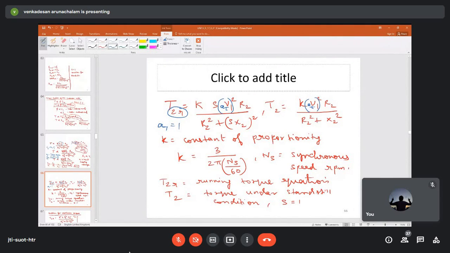So how to get torque equation under standstill condition? Now the torque also is depending on the slip, right? The slip is having two values, one during starting, one during running condition. Now how to get the expression for the torque under standstill condition? Simply you substitute S equal to 1 in the running torque equation. So if you substitute S equal to 1 in running torque equation, then that expression becomes torque equation for standstill condition, right? So remaining thing we will see it in the next class.